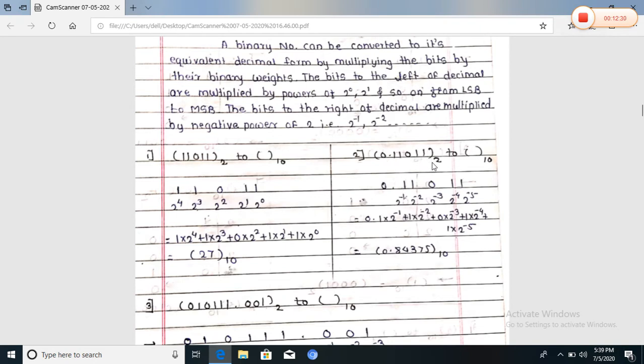Second example, 0.11011, converted from binary number into decimal. After the point, the digits have weighted positions on the right hand side, and the right hand side is represented in terms of negative powers of the base. So first after that point, 11011, the first one represents 2 raised to minus 1, 2 raised to minus 2, 2 raised to minus 3, 2 raised to minus 4, 2 raised to minus 5. This is the right hand side of the weighted position, represented in terms of negative powers of the base 2. So converting, the answer is 0.842.